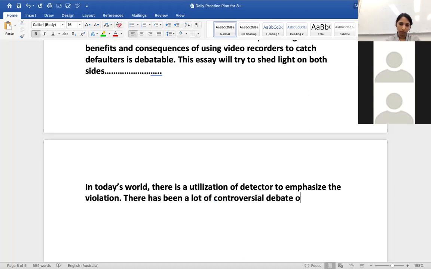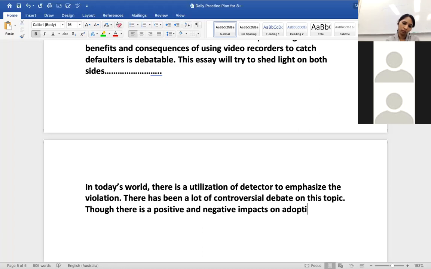Though there is a positive and negative impact of adopting CCTV cameras, okay. I don't know what to write after this one. Though there's a positive and negative, though there are positives, so let's look at this one.